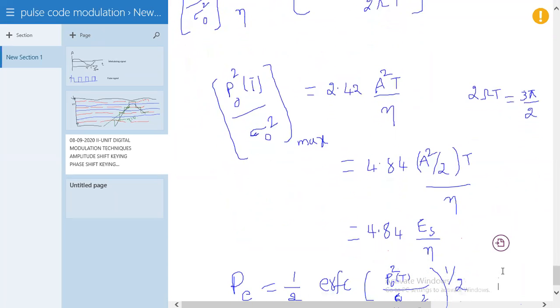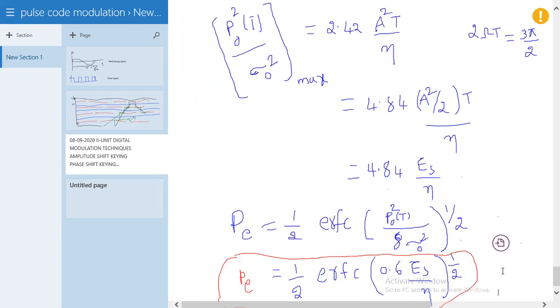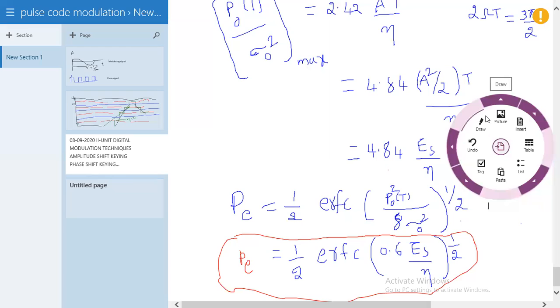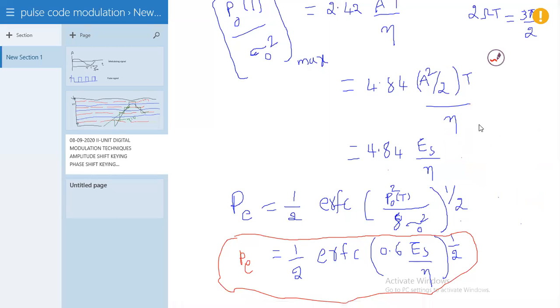So 4.84 ES by eta, that is P naught square T by sigma naught square. Directly we can substitute that in this equation, then you will get the probability of error equal to 1/2 complementary error coefficient function of (0.6 ES by eta) whole to the power of 1/2. Okay, so this is a very, very important derivation for calculating probability of error for BFSK signal. Similarly, this is the procedure to apply to all the digital modulation techniques.